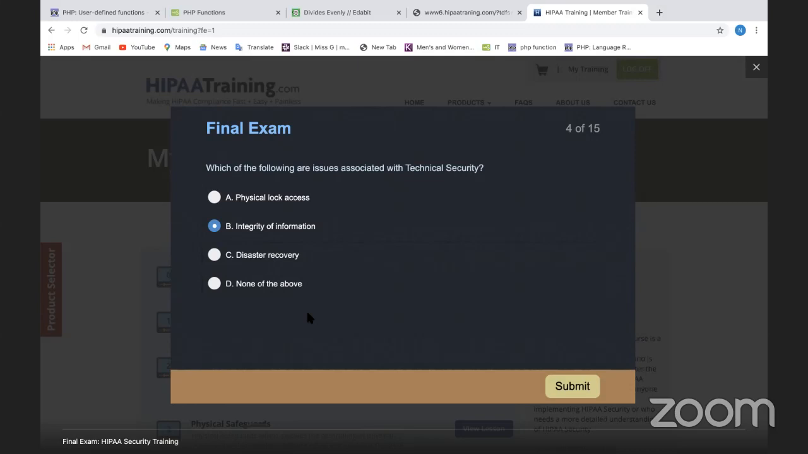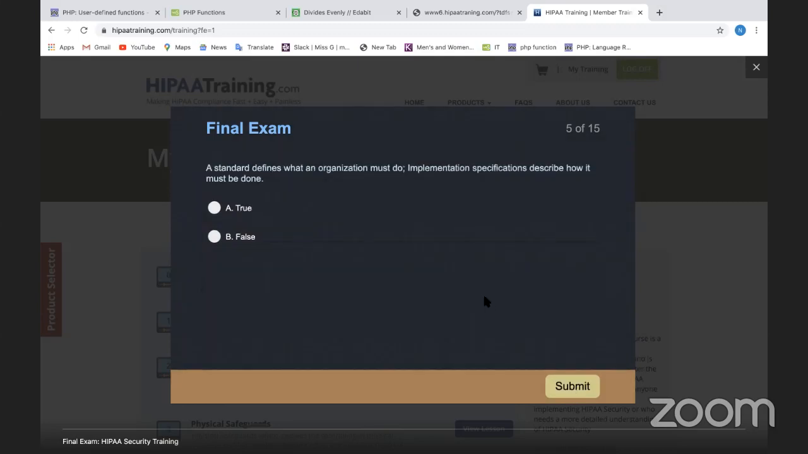Men ko'proq disaster deyapman. Integrity bo'ladi, chunki men shu savolni ko'rdingda boya, men esimda bor. Standard defines what organization must do, implementation bu true. To'g'rimi? True. Beshtasidan o'tyapmiz. Hozirgacha problema yo'q.